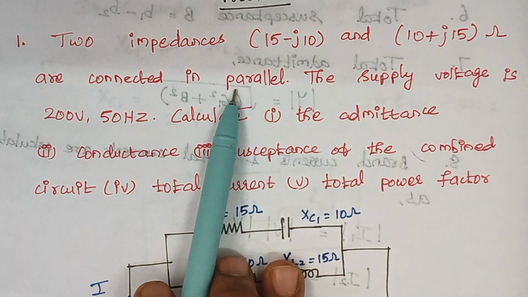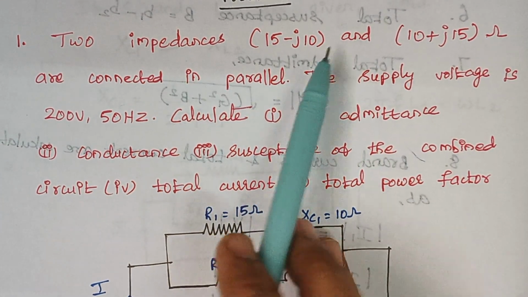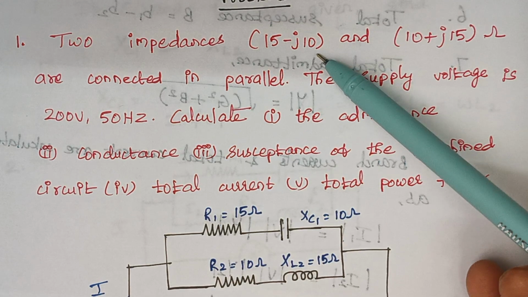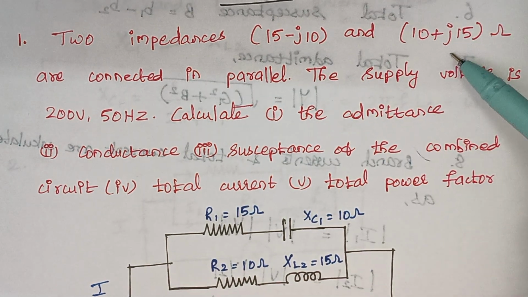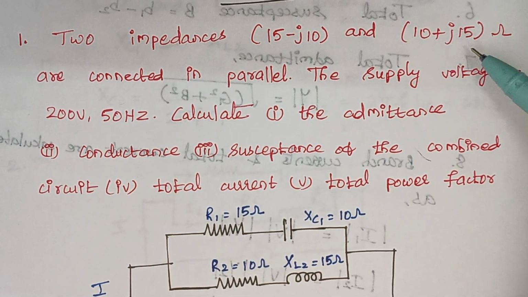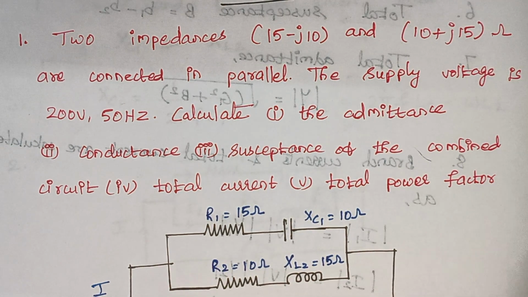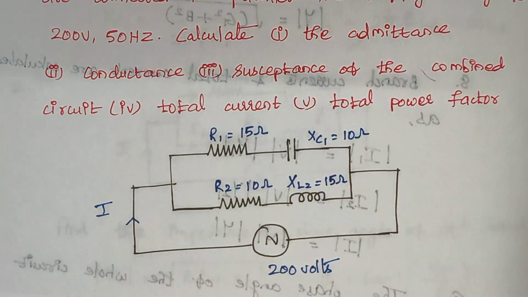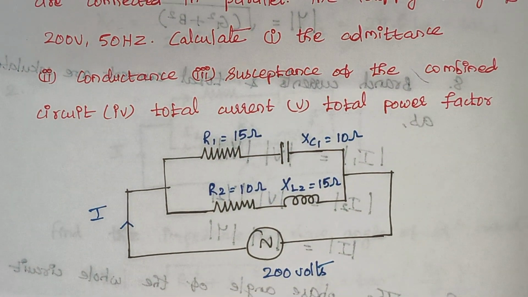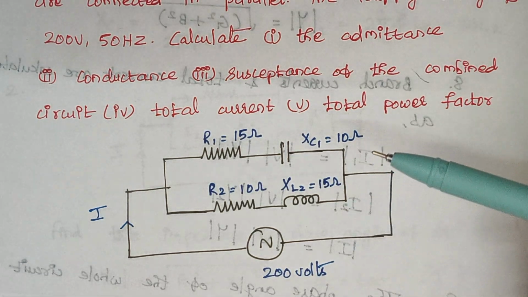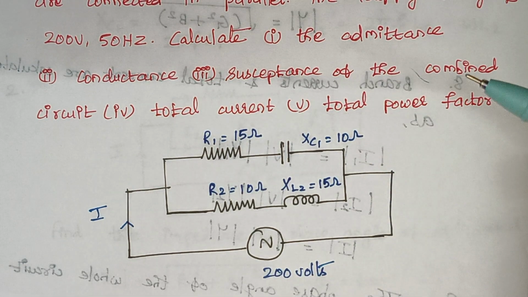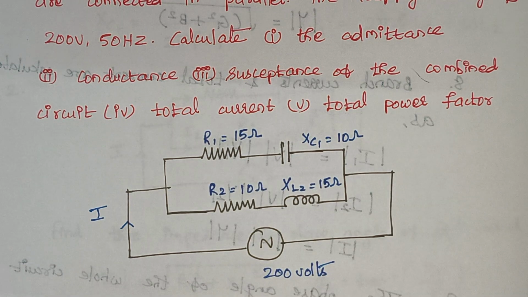Here you see 15 minus J10. So this indicates it has a capacitor, and here 10 plus J15, this plus J defines there is an inductor. So just draw the diagram here. Then the first step is we are going to calculate the values of Z1 as usual. It's similar to the steps which we had given in the previous video.